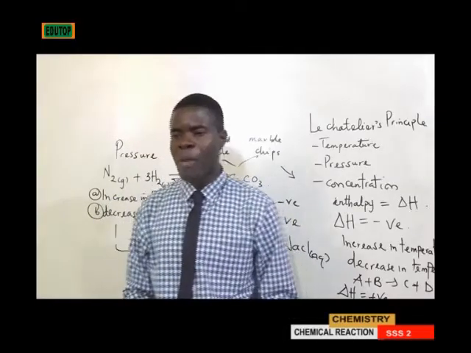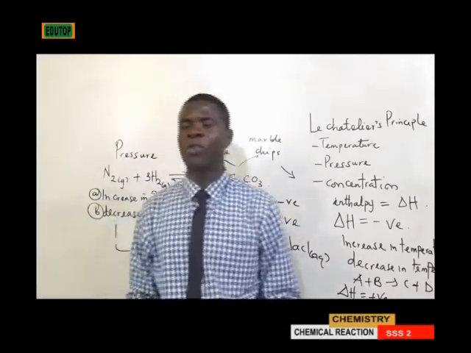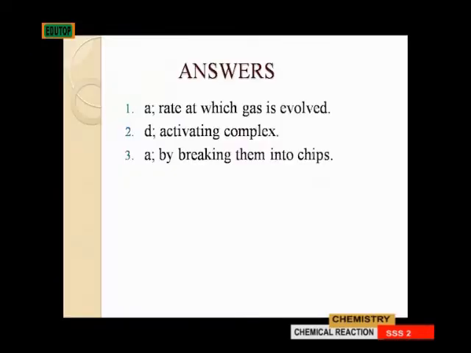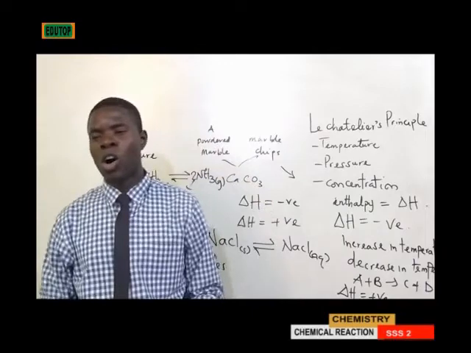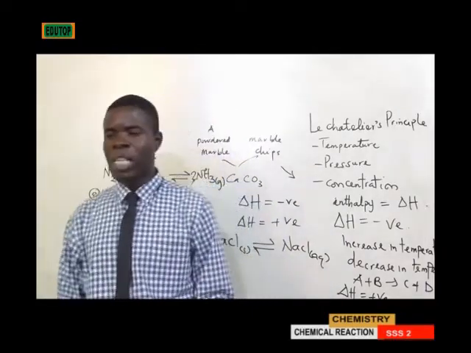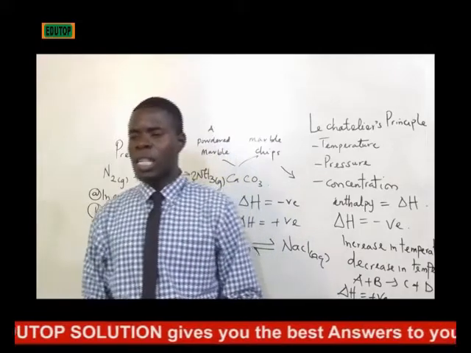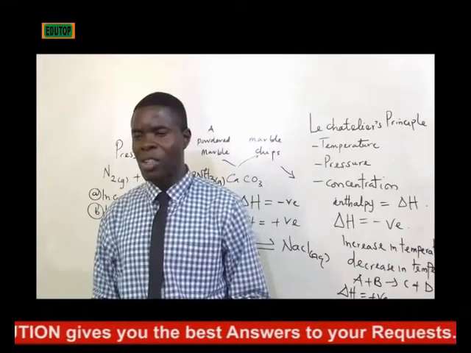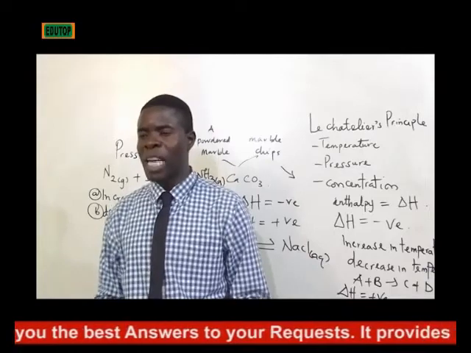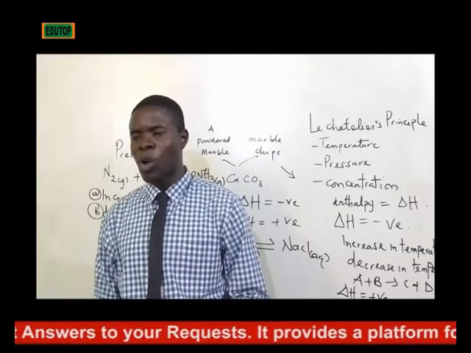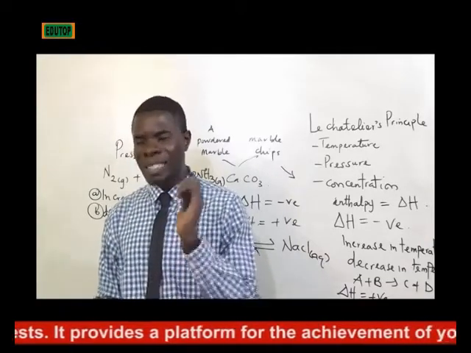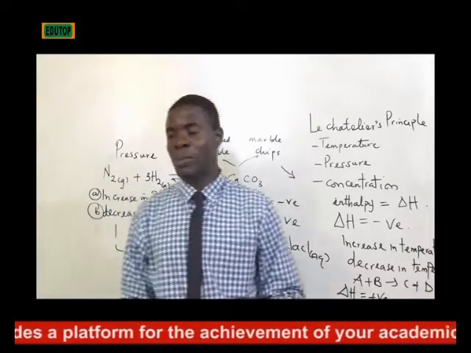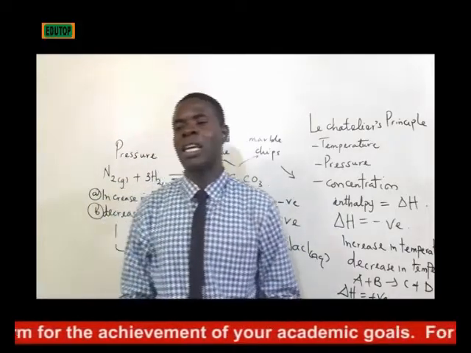Now, the rate of chemical reaction depends on the following factors, except A, rate at which gas is evolved. The rate of chemical reaction does not depend on the rate at which gas is evolved. It depends on the product that is formed, on the color of the reaction changes, and on the reactants diminishing. But the one that is odd here is the rate at which gas is being evolved. That's the answer, A, to question number 1.